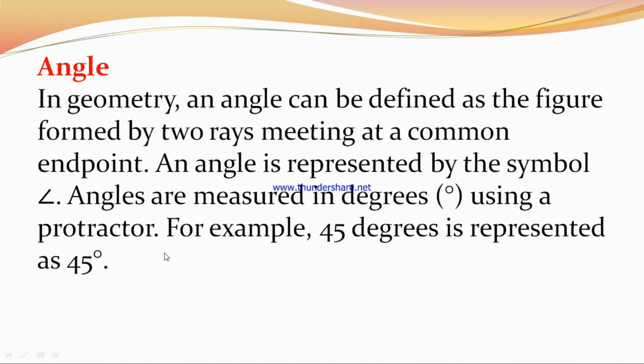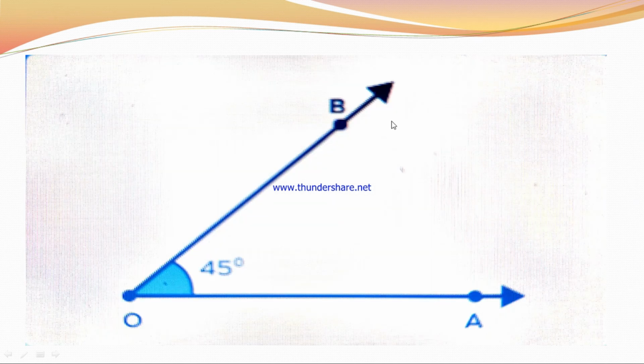Using a protractor, for example, 45 degrees is presented as 45 degrees. This is the 45 degree angle. This one ray is ray OA and this is ray OB. When two rays meet at a point, the common point of the two rays, we get an angle of 45 degrees.